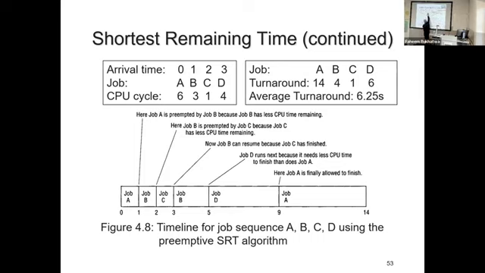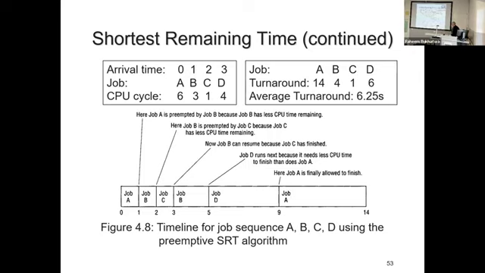When it finishes, who's there? A, B, and D. But A is 5, B is 2, D is 4. B is the shortest, so we give the CPU to B. B runs for 2 seconds and finishes. There are only D and A. A is 5, remember, because it has run 1, and D is 4, so we give the CPU to D. It finishes after 4, and then we give A the CPU. This is called preemptive shortest job first.